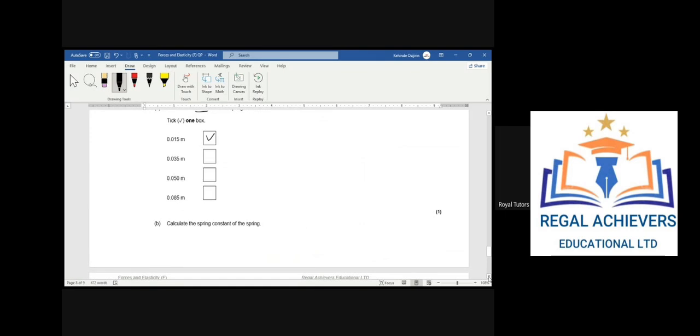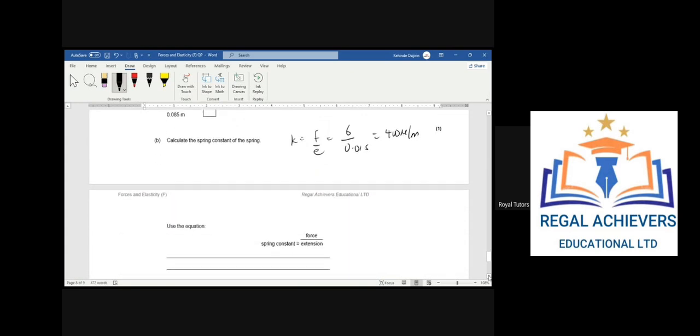Okay, then they say calculate the spring constant of the spring. You've already been given the force to be 6 Newton. So your spring constant is equal to what? F over E, which is 6 over 0.015, which is the extension. Okay, and that will give you what? 400 Newton per meter. All right, so let's take the last question on this.